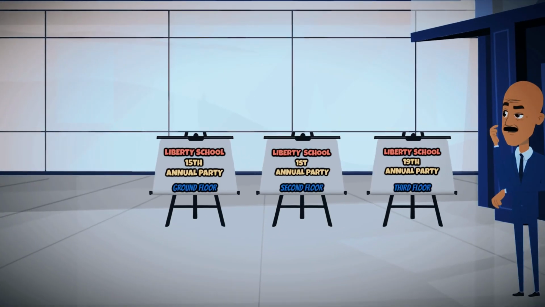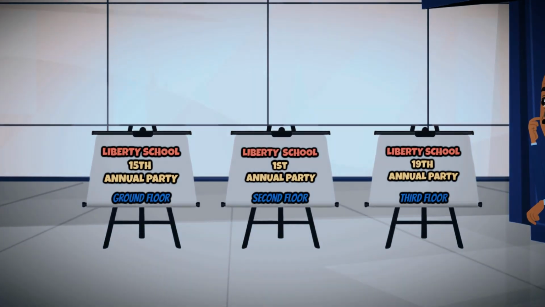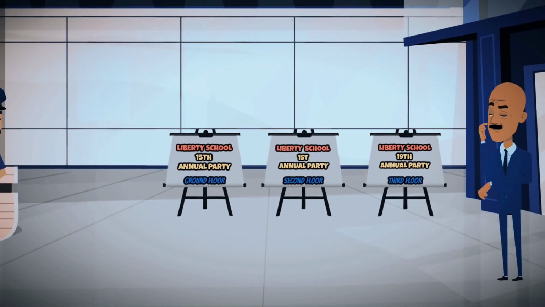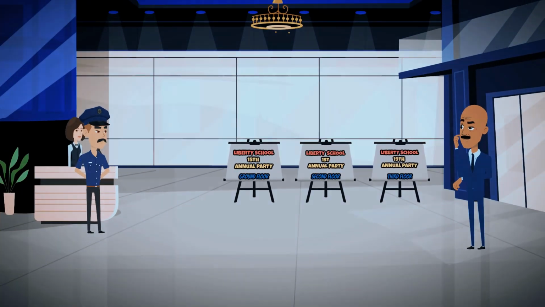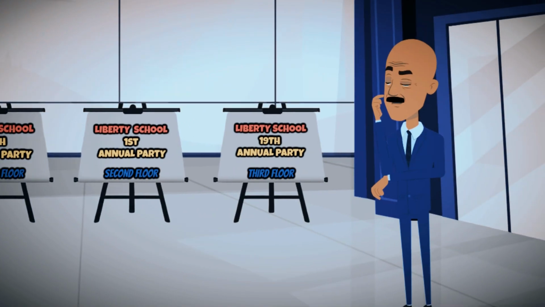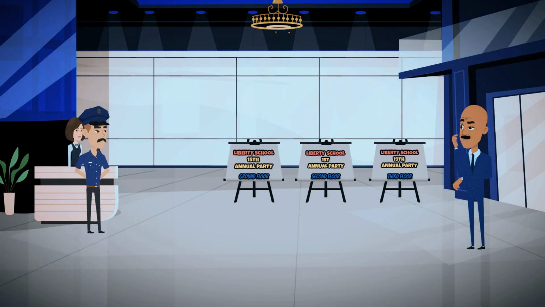The answer is the second sign is for Edwin's school. Remember, Edwin told George it was their first annual party, right? So it says first annual party. The first one says 15th annual party and the third one says 19th. That means George needs to head to the second floor.